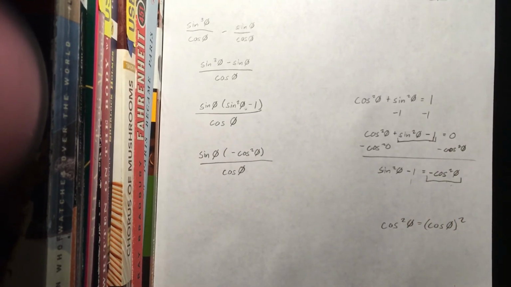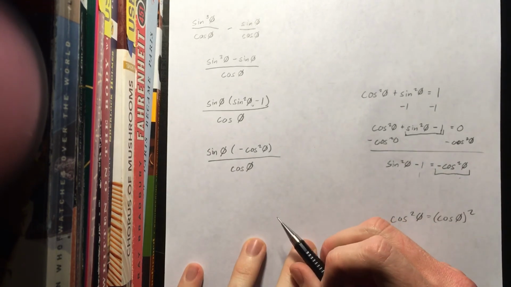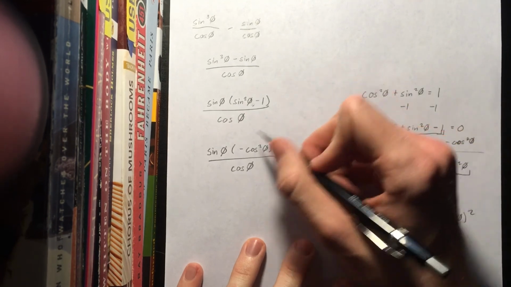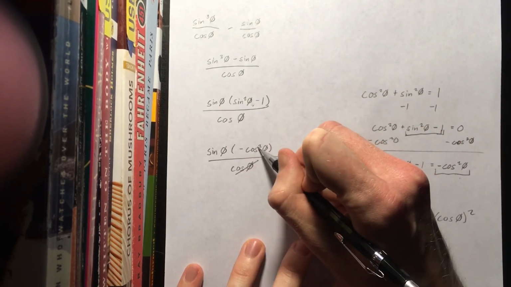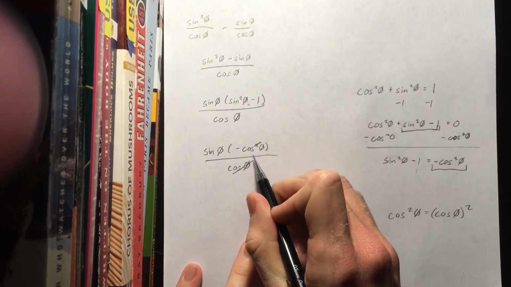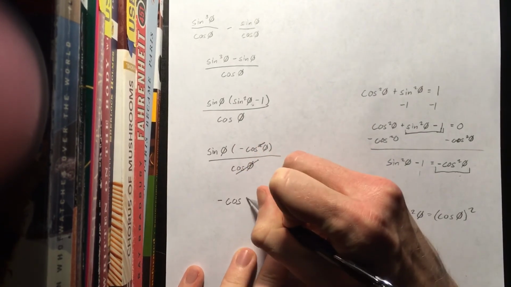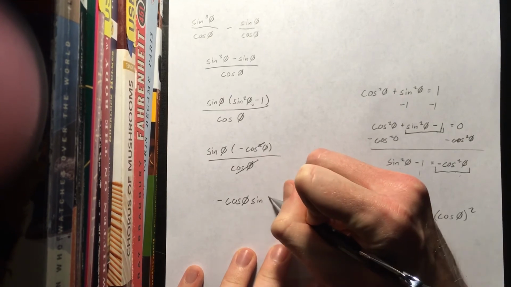So what we can do is we can divide them, right? Because now everything's multiplying by each other, we can divide them, right? So we'll divide by a cosine, right? And the squared will go away. And what we're left with is negative cosine theta sine theta, right?